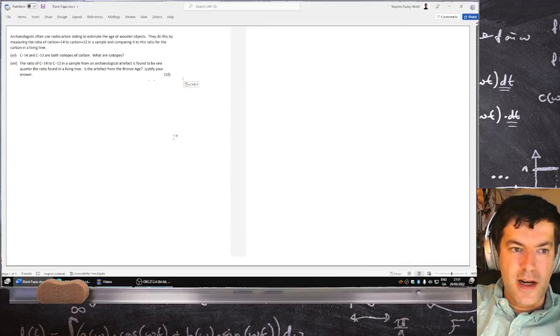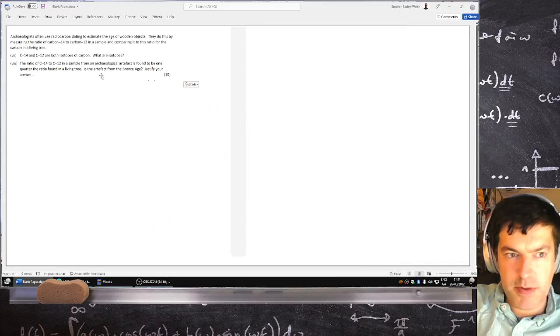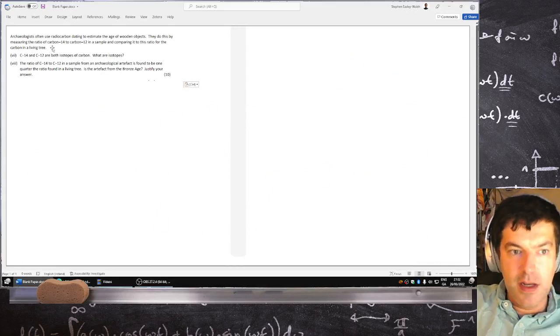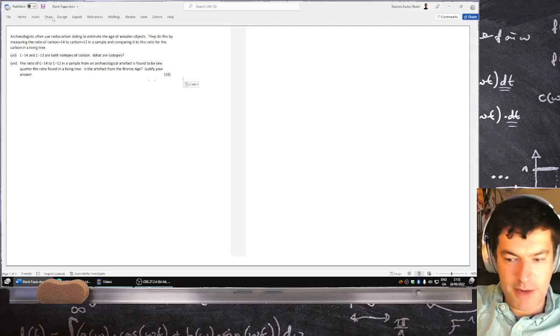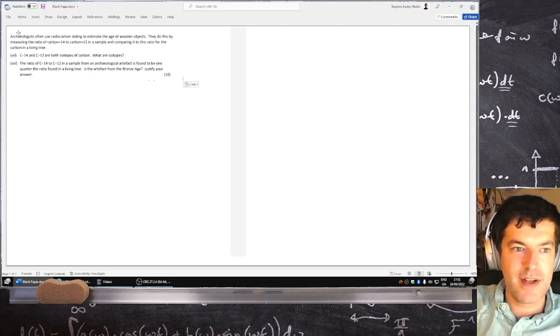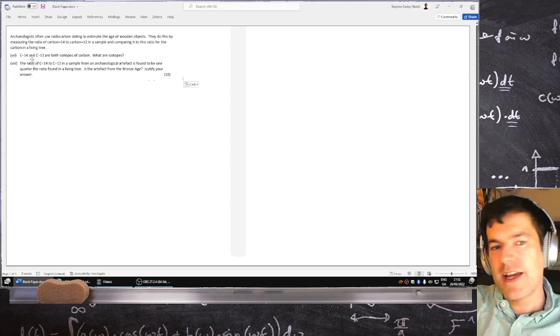What are isotopes of carbon? An isotope of carbon has 6 protons, but a different number of neutrons. So isotopes are just elements where the number of neutrons changes. For example, carbon-14 has extra neutrons in it, but it still has the same number of protons.